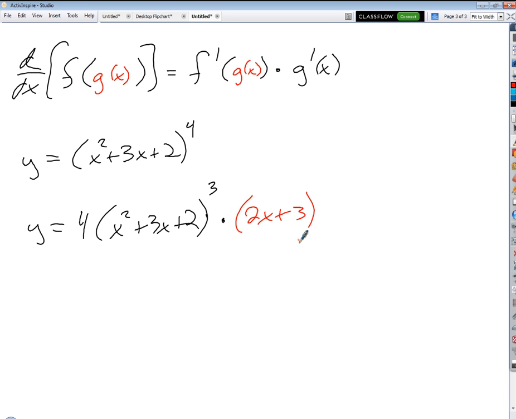And that's our answer. Right, I like that. Yeah, it's not hard, but it's incredibly powerful, right? So we can do really difficult stuff with the chain rule.